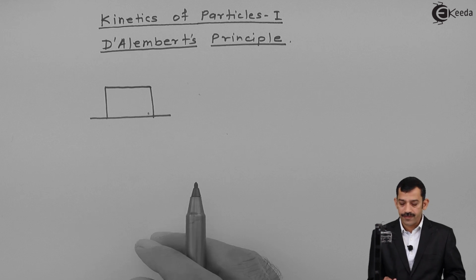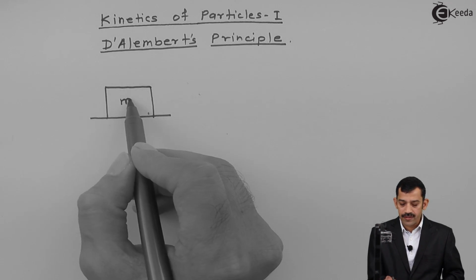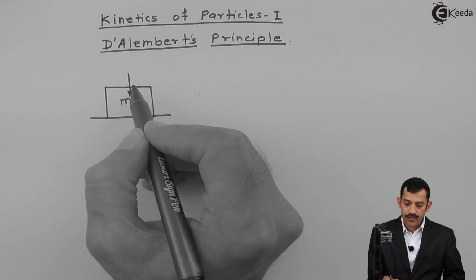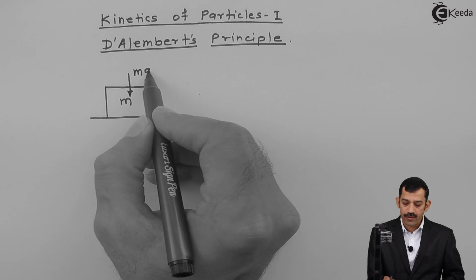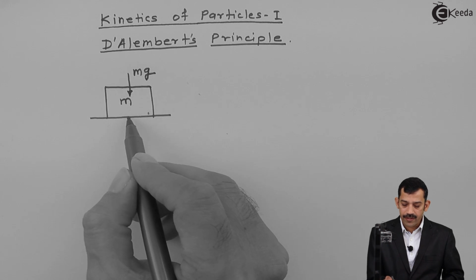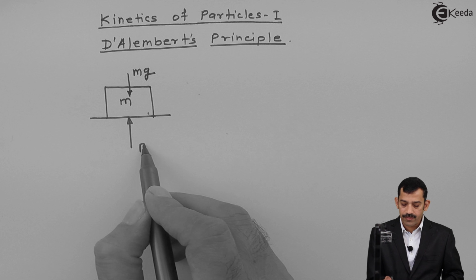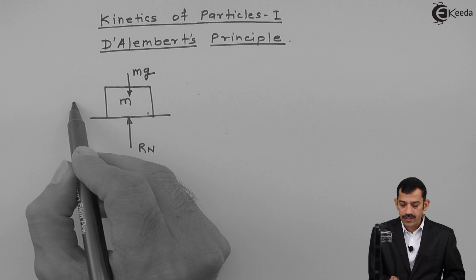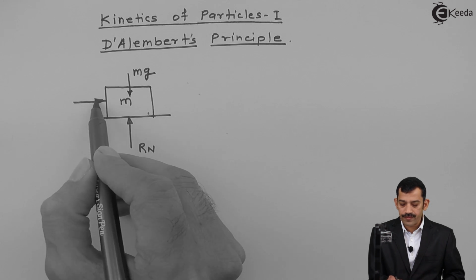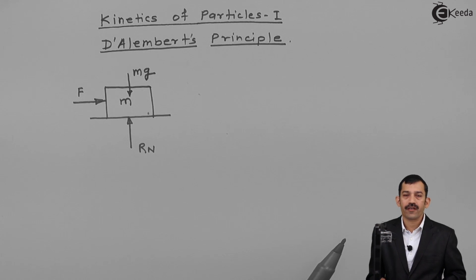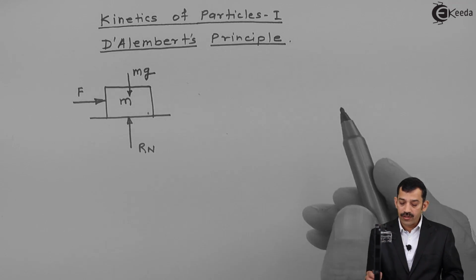If we draw the free body diagram, the mass of the block is m kg, and the weight of the block acts in the downward direction, so the weight becomes m into acceleration due to gravity. At the contact surface we get a reaction, which is normal to the contact surface, Rn. Suppose this block is subjected to some external force F, and assuming smooth contact surfaces, therefore the frictional force is 0.